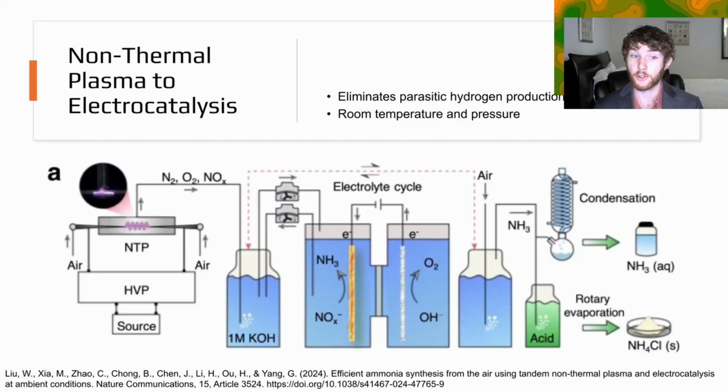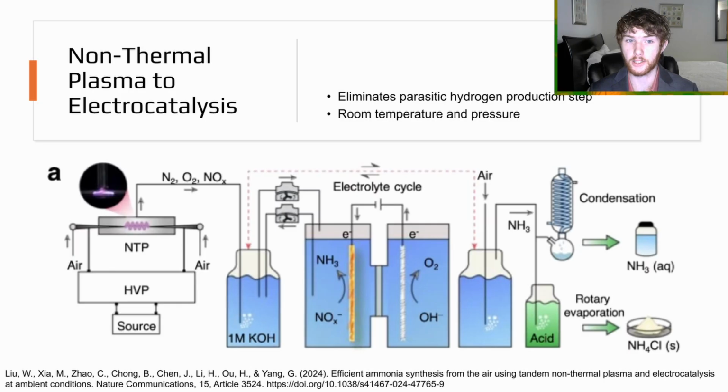A novel system introduced by Liu et al. is a non-thermal plasma route to electrocatalysis. The non-thermal plasma section of this has been explored previously in the literature and is gaining traction. It essentially just produces nitrates, or NOx, which, if you know anything about cars, the catalytic converter in your car largely deals with, converting NOx into nitrogen. It's considered a relatively harmful and dangerous chemical from an emissions standpoint. However, used in a process like this, it's actually quite easy to contain due to its high solubility in water.